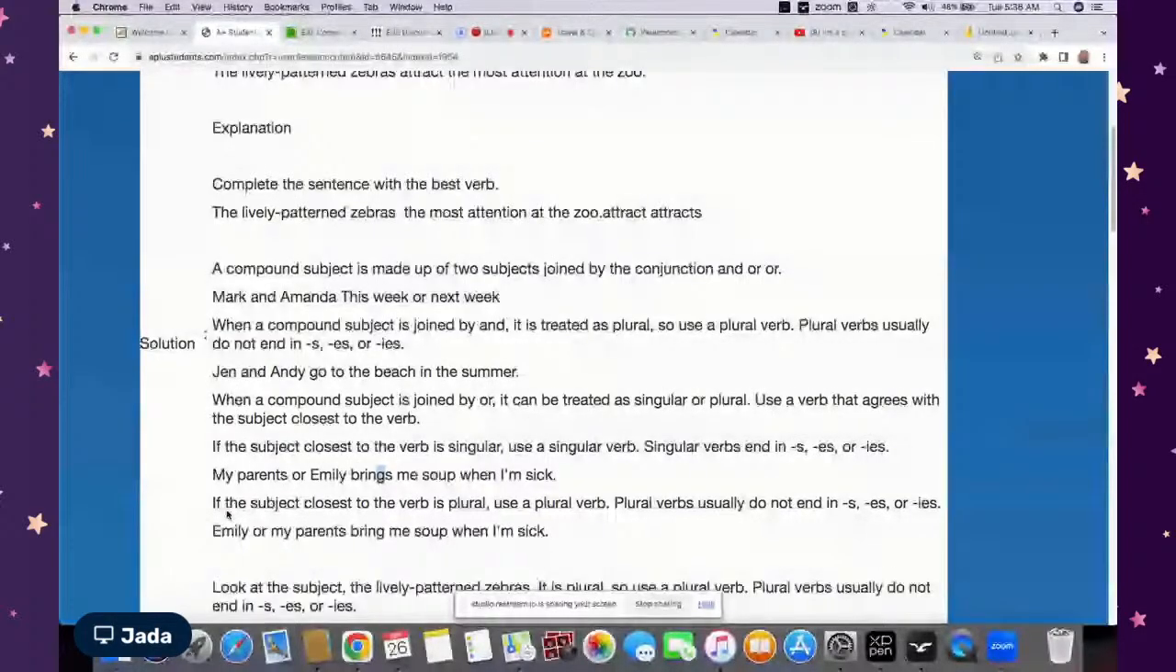If the subject closest to the verb is plural, use a plural verb.